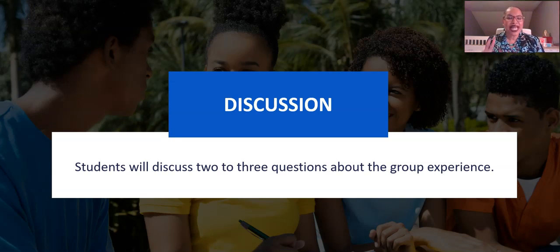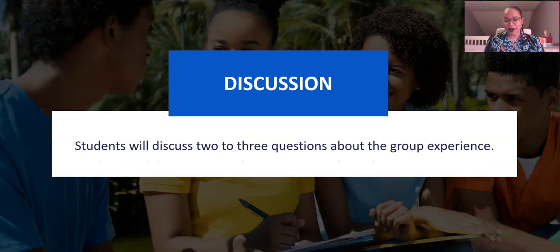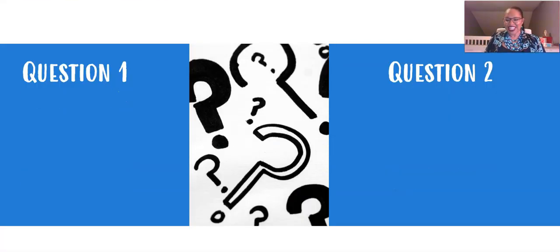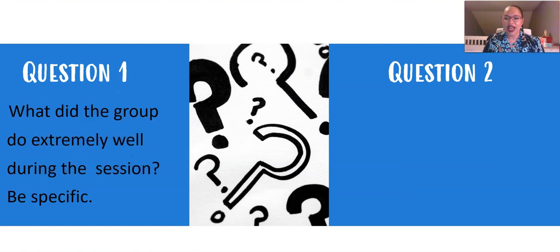All right, so the second part of the reflection form is the discussion. The students are going to discuss 2 to 3 questions about the group experience. So this is our qualitative portion. All right, so what are these 2 to 3 questions? The first question that you're going to ask them to address is, what did the group do extremely well during the session? Be specific.